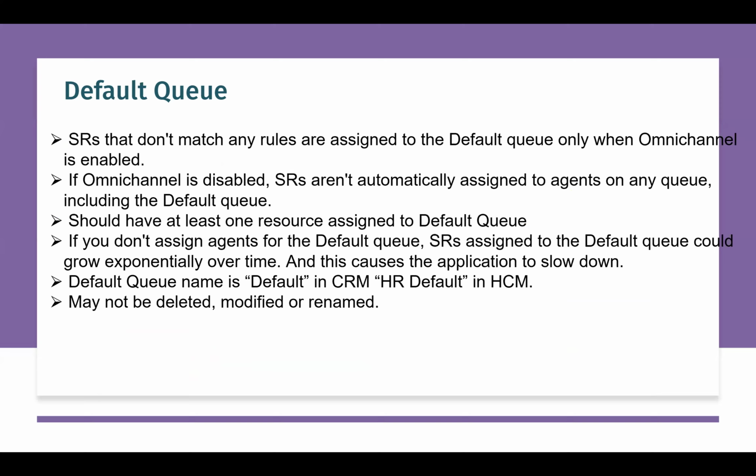In queues, we also have the concept of a default queue. By default, Oracle provides a queue with the name Default. If no queue is selected, especially when some assignment rules are defined and no queue is calculated, then the default queue will automatically apply. This queue cannot be deleted, modified, or renamed.